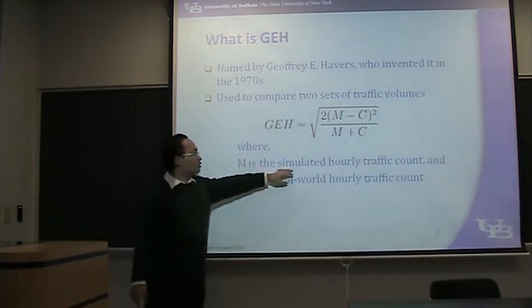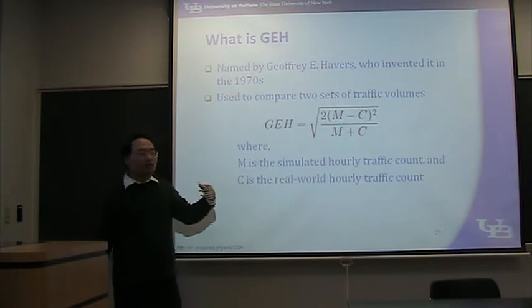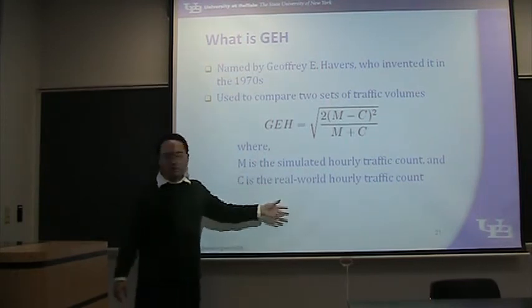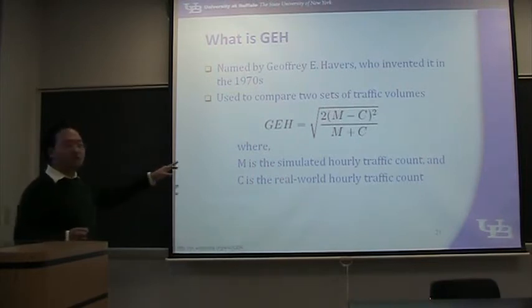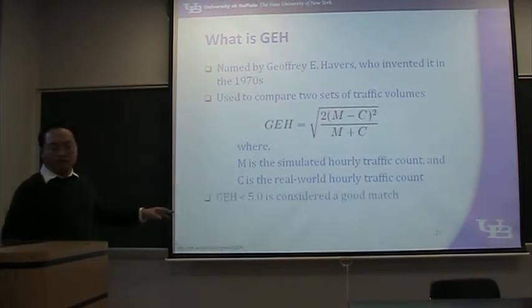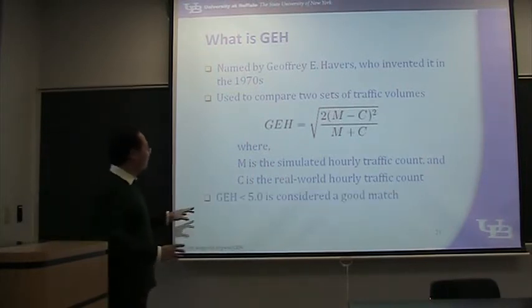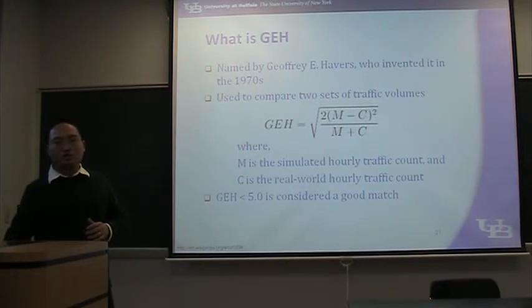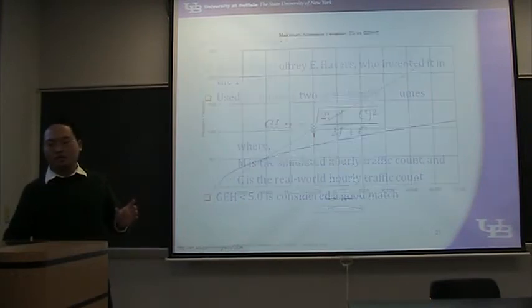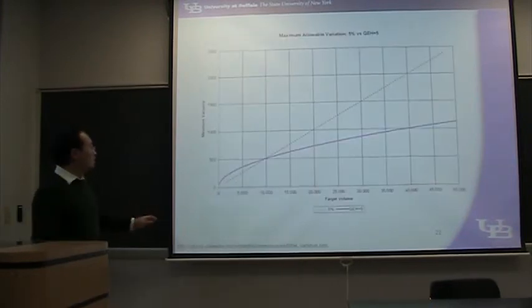The first vector is two numbers. The first number is the simulated volume. The second number is the real world volume. So you can calculate GEH using this formula. And if the GEH value you get is less than 5.0, then it's considered a good match, so the two volumes are a good match. Let me use another figure to show you why.